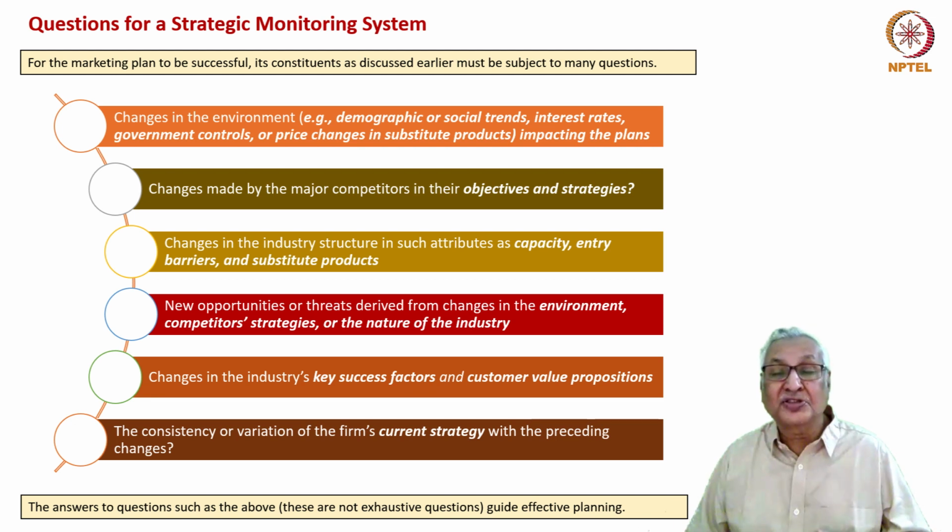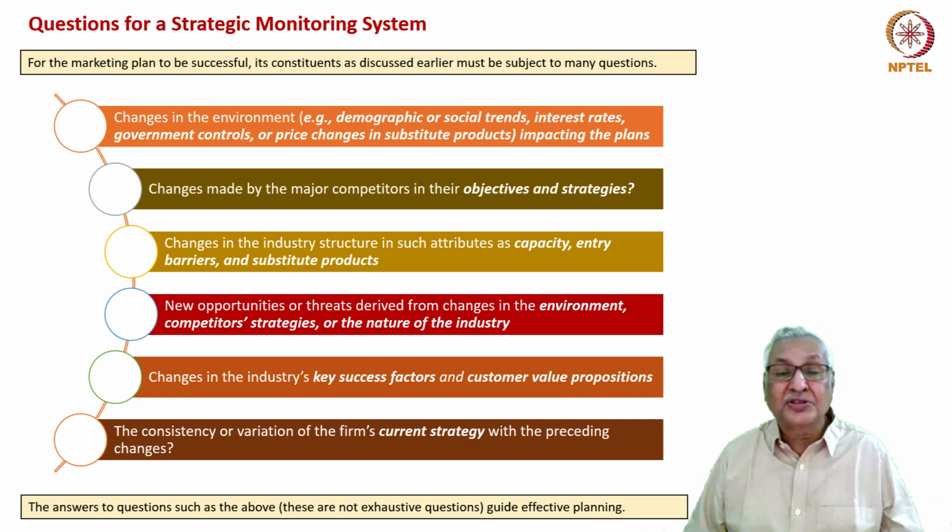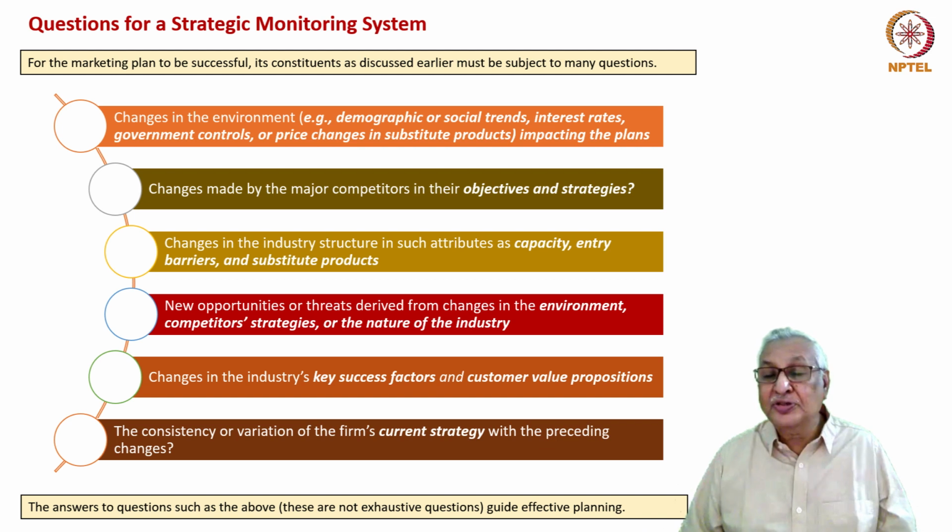Then changes in the industry structure in such attributes as capacity, entry barriers, and substitute products. New opportunities or threats that are derived from changes in the environment, competitive strategies, or the nature of the industry. Changes in the industry's key success factors and customer value proposition. An example here is important. There are mega trends I said in my previous lectures. In today's distribution retail system, the emergence of modern trade is an important mega trend.